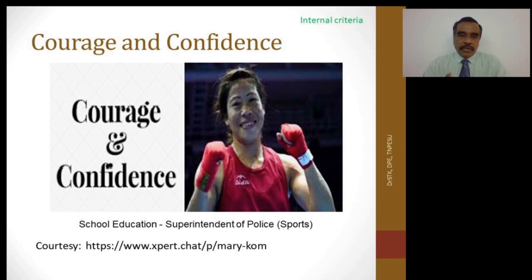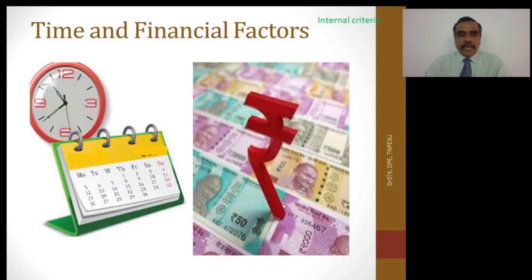In the same way, the researcher must have courage and confidence to approach the research problem and to solve the research problem. Time and financial factor: especially in the academic degrees, when you are allowed to do research, it is time bound. For example, it may be with the limitation of one semester, 90 days. It may be a duration of 2 years for a master's research, or 3 years for a doctoral research, or 5 years for a postdoctoral research.